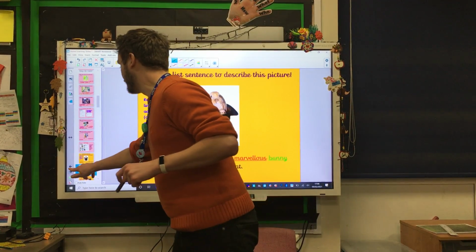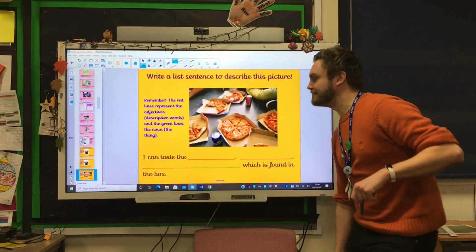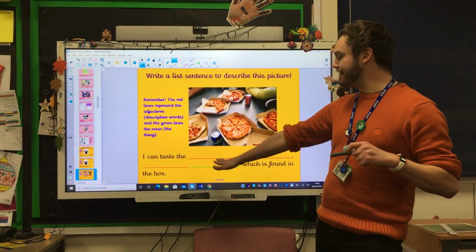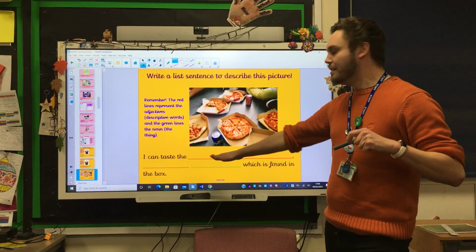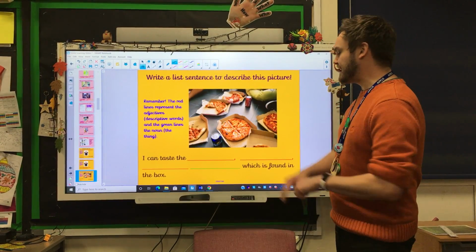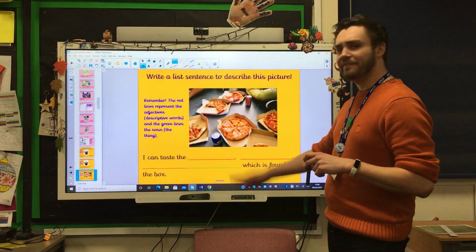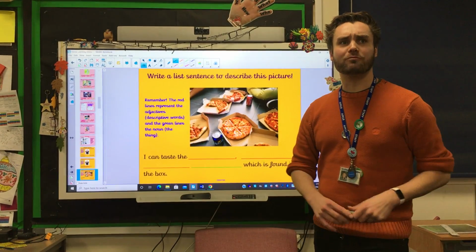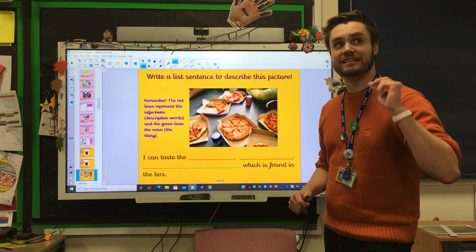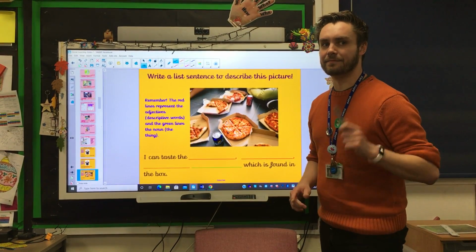So let's do it again. So remember what the red lines represent? They are the adjective. The green line is the noun. Say what you see. Something's found in the box. What's found in the box? Think of some words or adjectives, shall I say, to describe it. I'll see you in a tick.